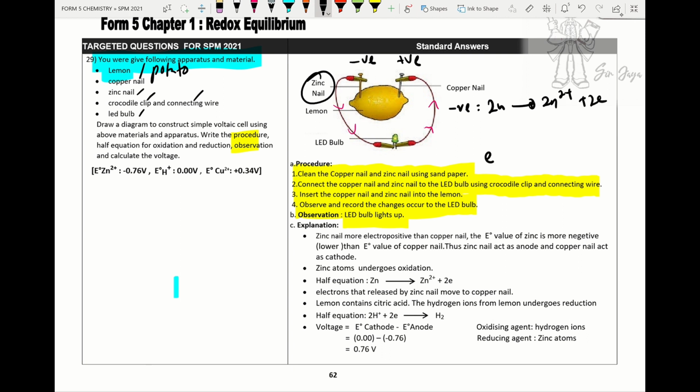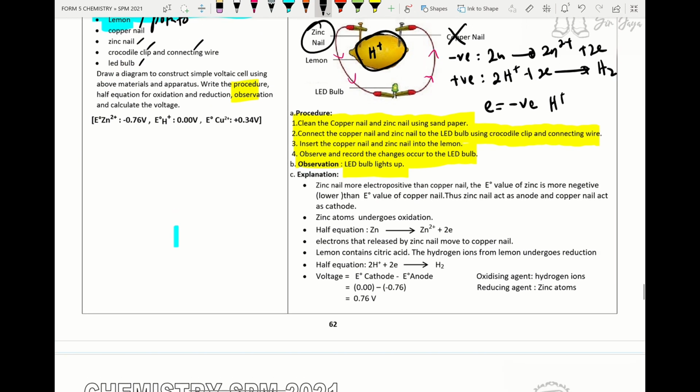The electron will be gained. Please remember electron is negative charge. The copper nail will not gain electron by itself, so it takes from something here. This is a lemon. Lemon contains citric acid. Citric acid contains hydrogen ion. So the negative charges will be attracted to the hydrogen ion. At the positive terminal, how to do the half equation? Put 2 hydrogen ion, gain 2 electron and form hydrogen gas. So this is the half equation.